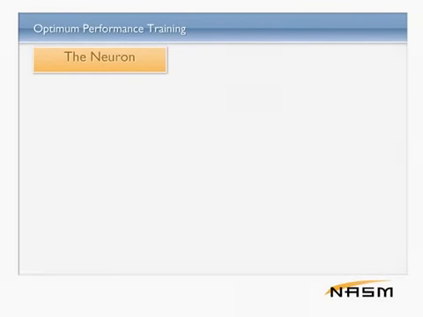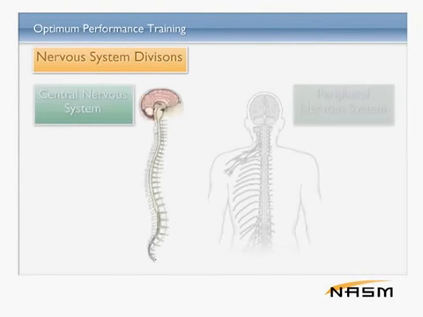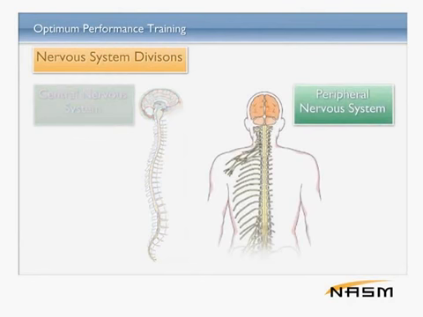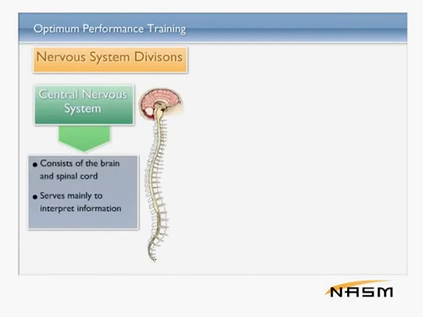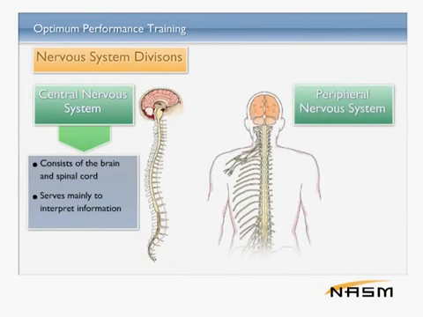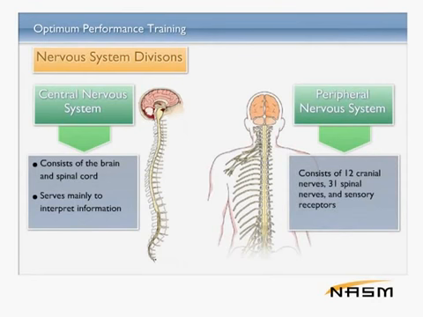The nervous system is comprised of two interdependent divisions. These include the central nervous system and the peripheral nervous system. The central nervous system consists of the brain and the spinal cord and serves mainly to interpret information. The peripheral nervous system consists of 12 cranial nerves, 31 pairs of spinal nerves, which branch out from the brain and spinal cord, and sensory receptors.